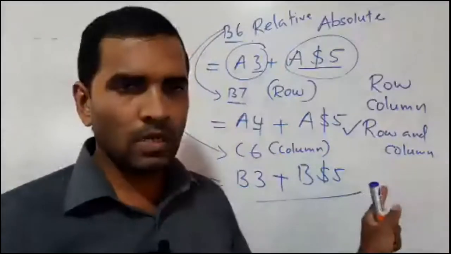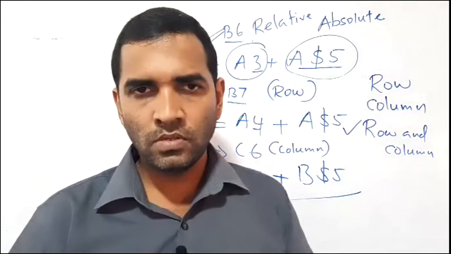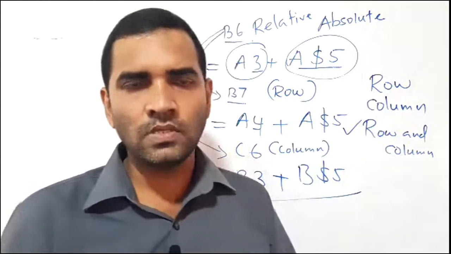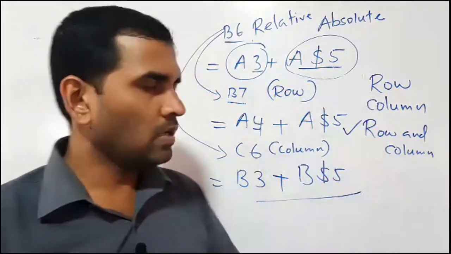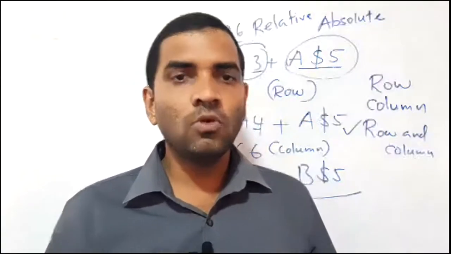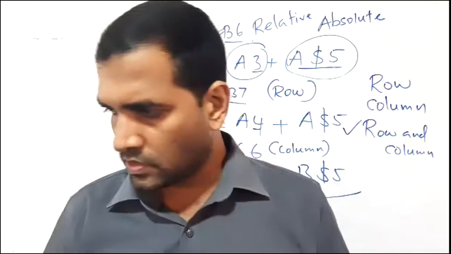If it is row and column, keep the dollar in front of both the column and the row. You need to keep the dollar in front of the column letter as well as the row number. So that is called row and column absolute. If it is row and column, both are not changed. Both column and row are not changed. I take one simple example.